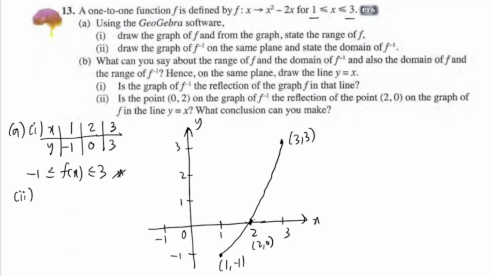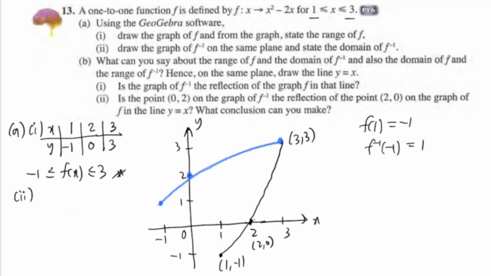Roman 2, now we are going to draw the graph of f inverse and state the domain. Since you know that when you inverse a function, the object and image will interchange, your x and y will interchange. For example, if I put f(1), I get minus 1. When you do f inverse of minus 1, you will get 1. We just interchange them. So I'm going to plot this inverse using a blue pen. 1, minus 1 becomes minus 1, 1. Second one, 2, 0 becomes 0, 2. Third one, 3, 3 interchanged is still 3, 3. So it goes like this.